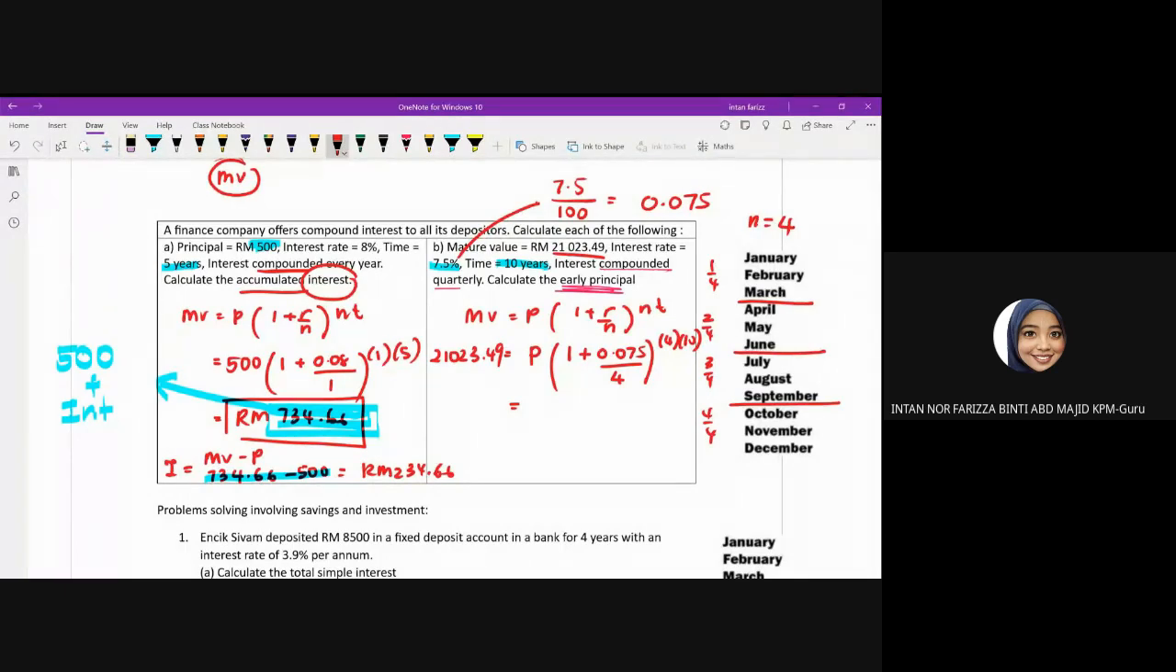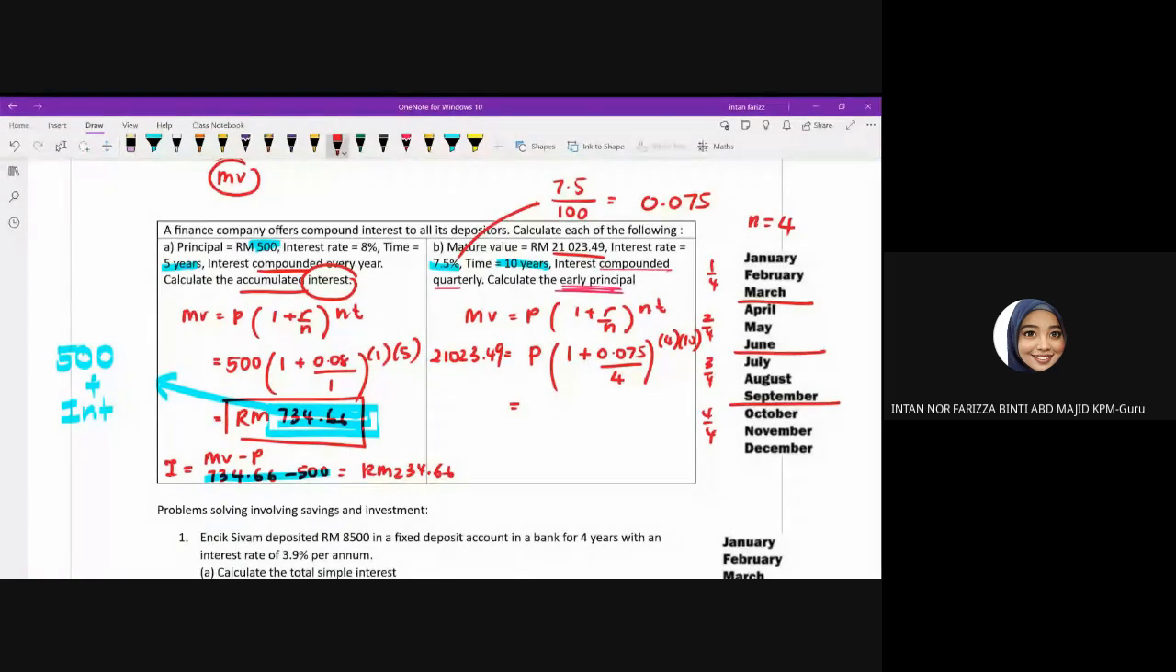Can you write the answer? What is the answer that you get? Please write in the chat box. I want to see whether you press correctly or not. 0.075 divided by 4, plus 1, then that answer, you put power of 40. Very good. Most of you give me 5 significant figures, which is very good. You don't give me 3 or 4 significant figures. The more the better, tapi jangan panjang-panjang. Enough with 5 significant figures, alright?